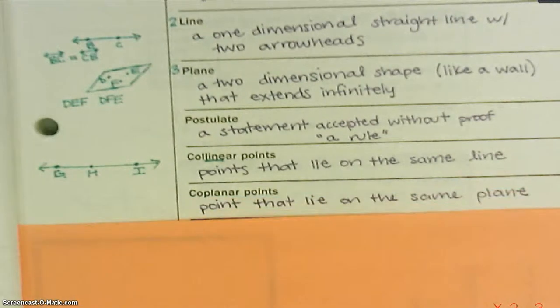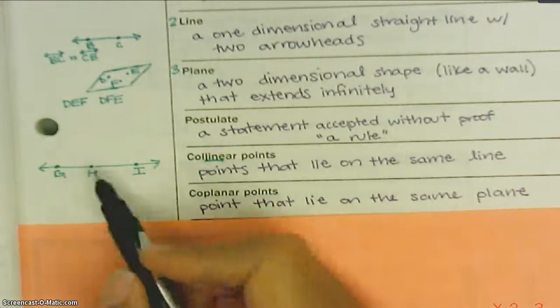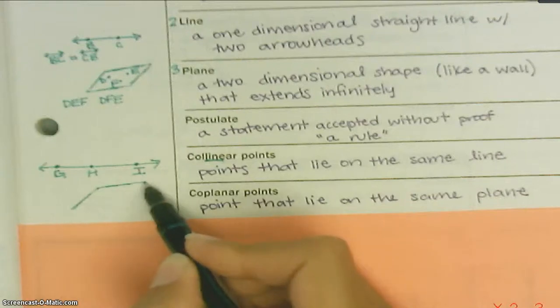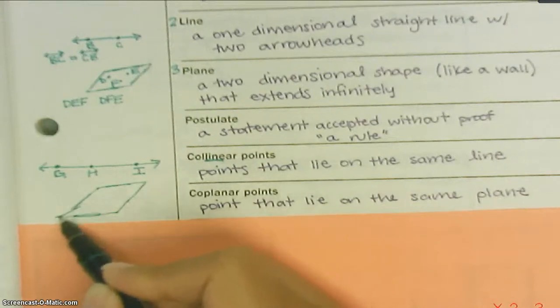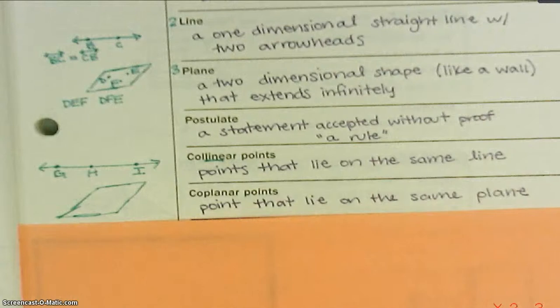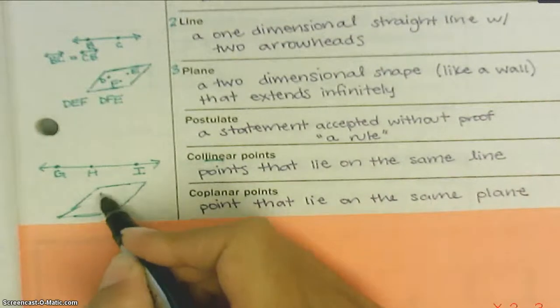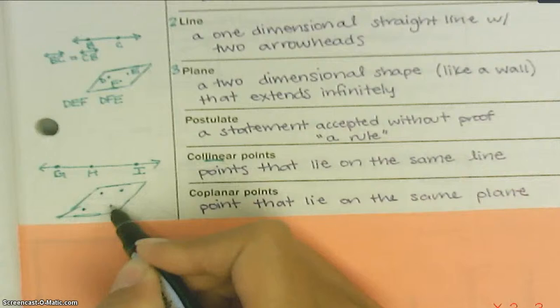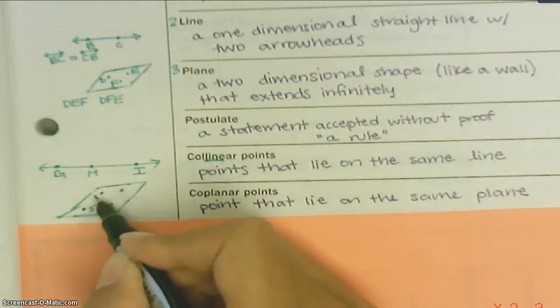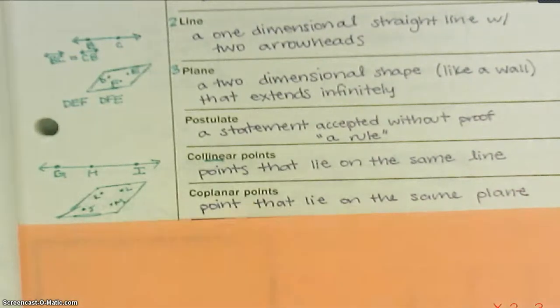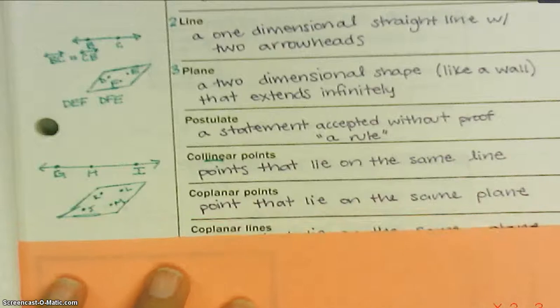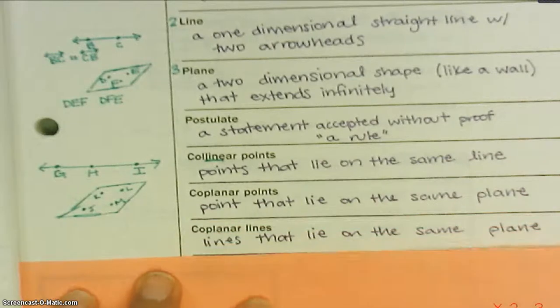Points that lie together on the same plane. All right, so I'll try to draw us another plane. Good enough. And I'll put 4 points on this plane: J, K, L, and M. All those points are coplanar because they are together on a plane. Notice now we have coplanar lines. So it's lines that are on the same plane.